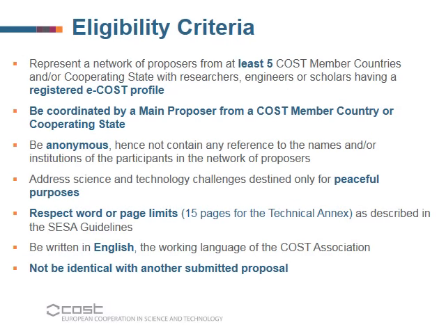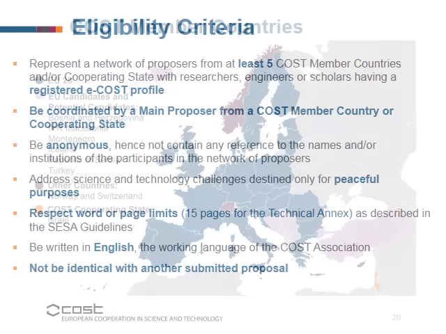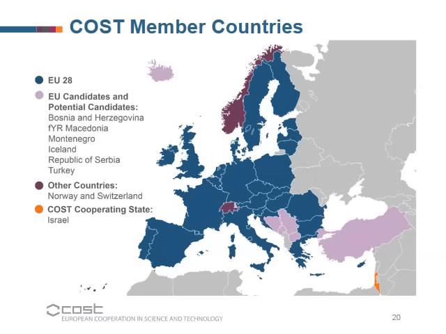Here are the eligibility criteria. The network has to be composed of participants from at least 5 COST countries. The main proposer must come from one of these countries. The proposal has to be anonymous and for peaceful purposes. The technical annex has to respect a page limit of 15 pages. The proposal has to be written in English and not be identical to any other submitted proposal. And these are the 36 COST countries.